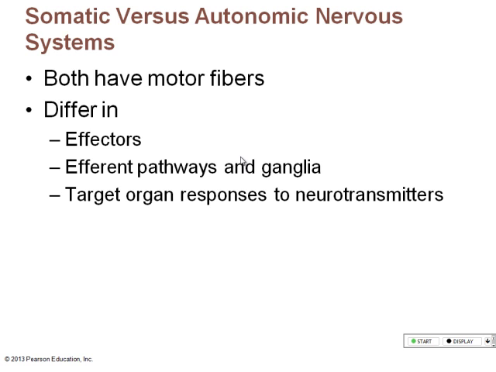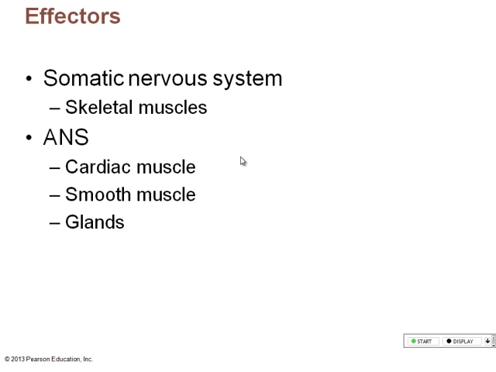So, somatic versus autonomic nervous system. We see both have motor fibers, but they differ in their effectors, the result, what's going to happen at the end, the efferent pathways, the motor stuff that's coming from the central nervous system, and the ganglia, or groups of cell bodies, that are going to direct this message. That will give us different target organs and responses to different neurotransmitters.